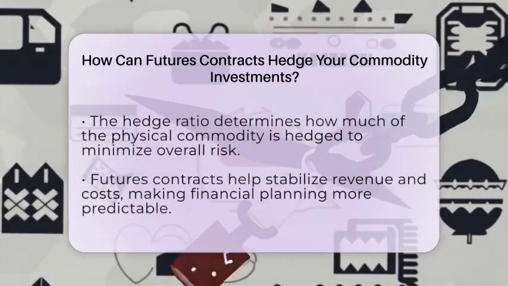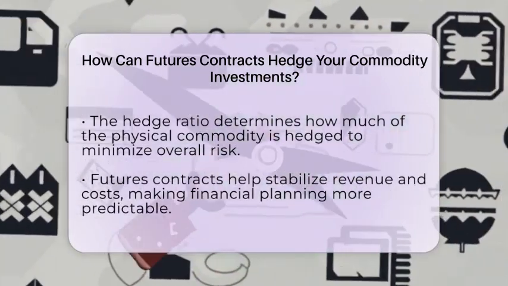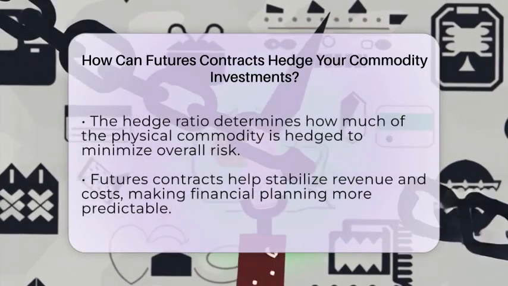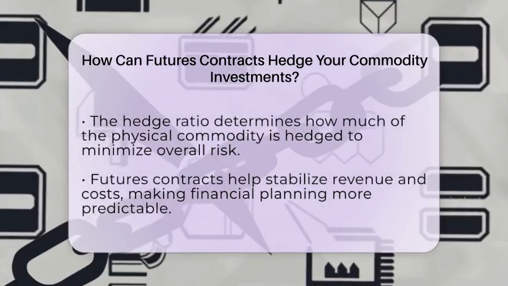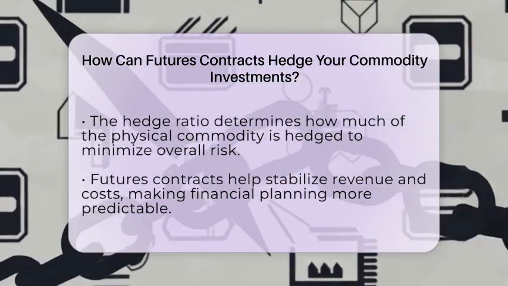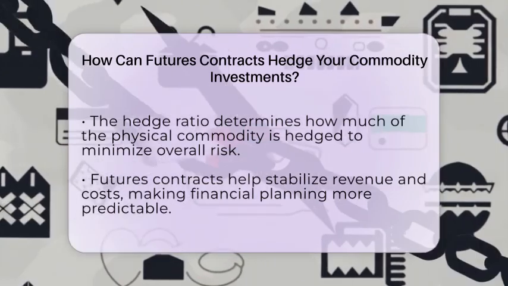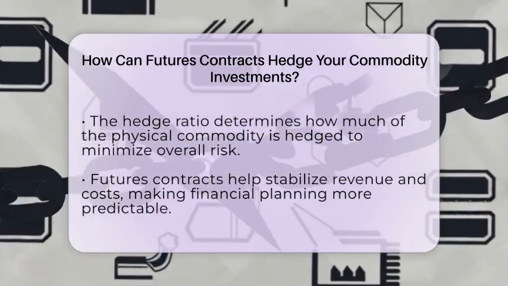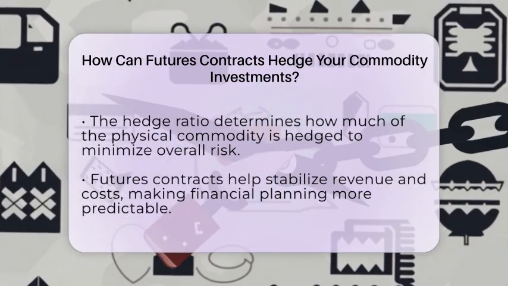There is something called basis risk, which is the difference between the spot price of the commodity and the futures price. While hedging reduces the risk of price swings, it doesn't eliminate basis risk entirely because spot and futures prices might not move perfectly together. Still, this risk is usually smaller than the outright price risk.